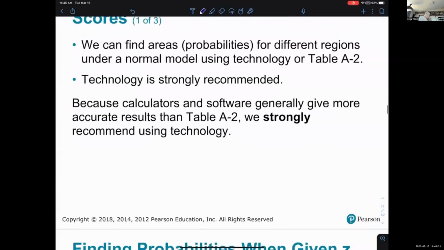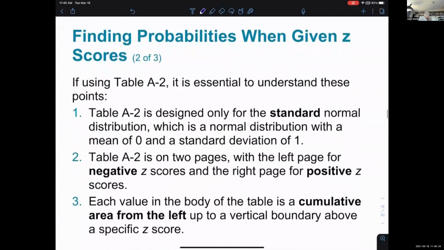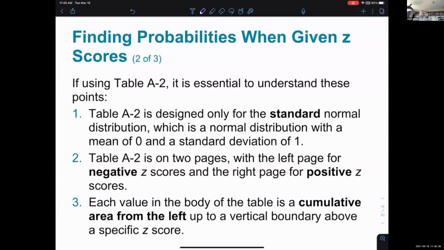All right, well, there's slide 1. For slide 2, for finding probabilities when given a z-score, if using the table, it's essential to understand these points. It's good to think about these points anyway, even if you're not using the table, just to warm up to the idea of a z-score, because using technology, you can make little mistakes, how you type into your TI calculator or something like that. And so having an idea of what you should get and being familiar with that is helpful. So let's take a look at what they say here, even though we don't really plan to use table A2.